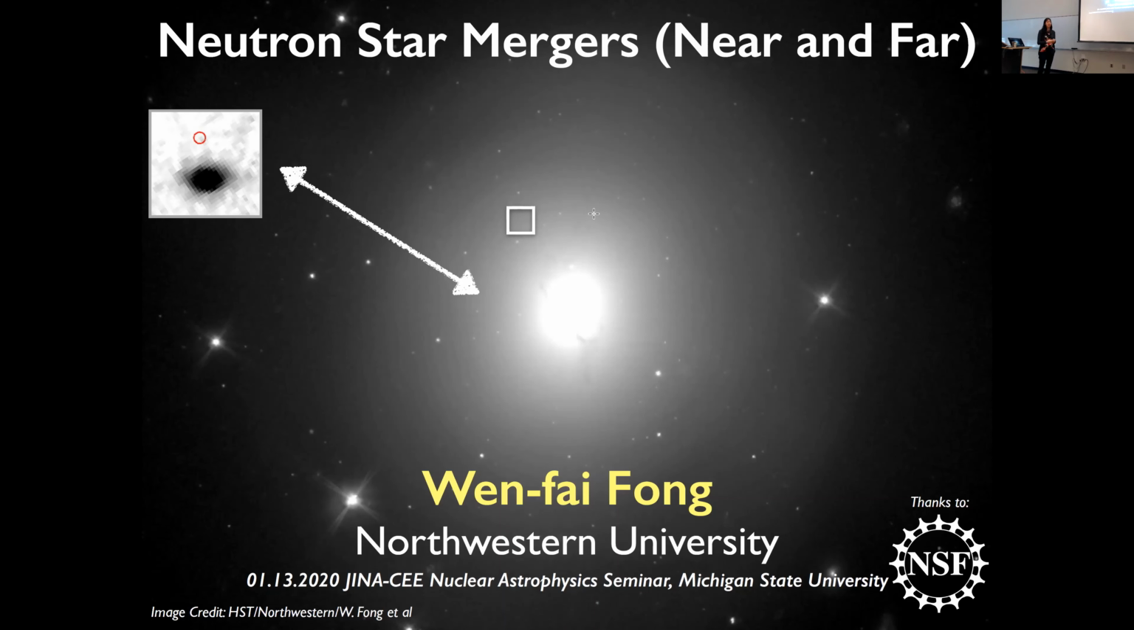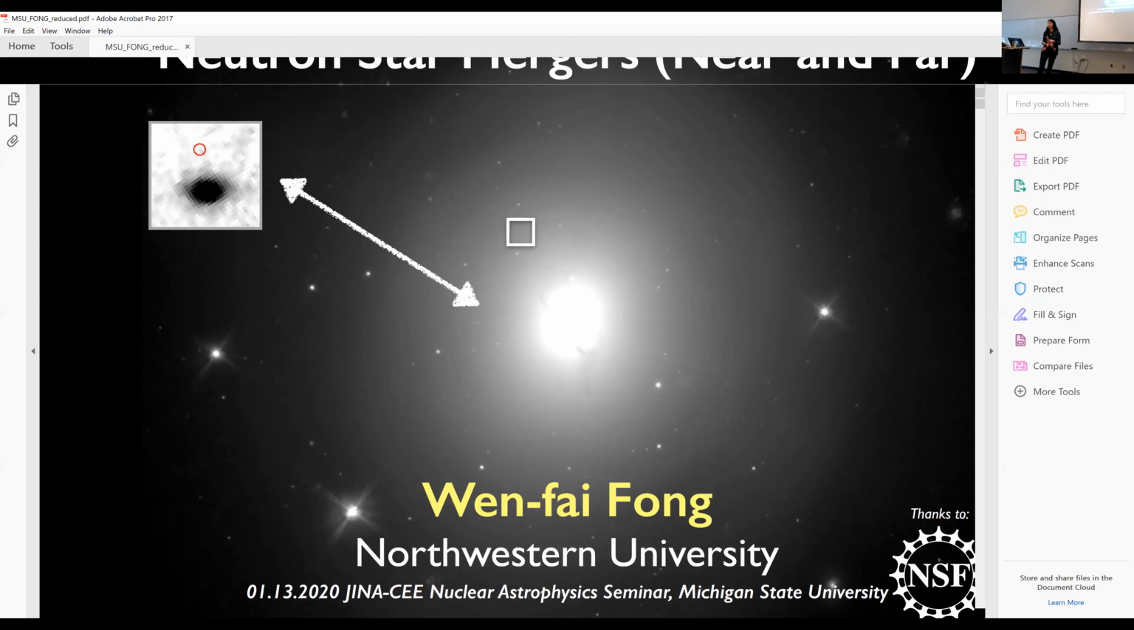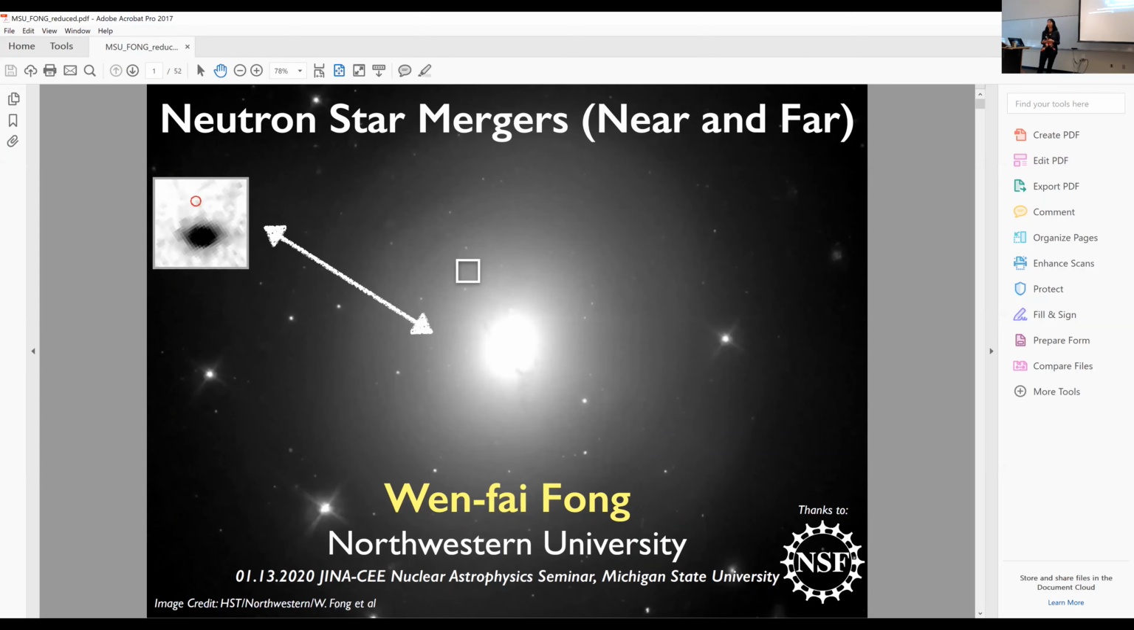As the title suggests, I'll be talking about neutron star mergers, both the local population of one that we have, or actually two, but mainly focusing on the first one, the first neutron star merger detected by LIGO, and then connecting them to the properties of cosmological short gamma ray bursts, which we think also come from neutron star mergers or neutron star black hole mergers.